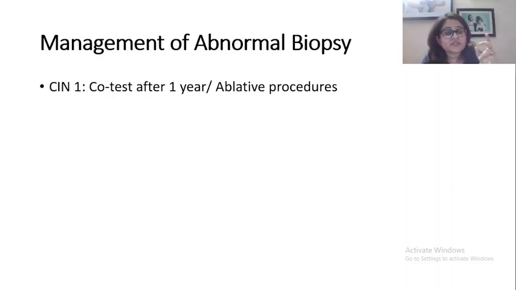But if you feel the patient will be lost to follow-up or she may not come or she's very anxious, you can also offer her an ablative procedure. That means you're going to ablate the tissue. You're going to destroy the tissue. We'll come to a little bit more detail about ablative procedures.